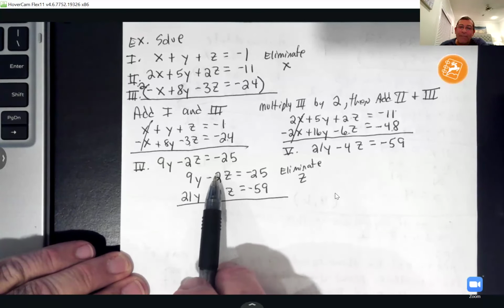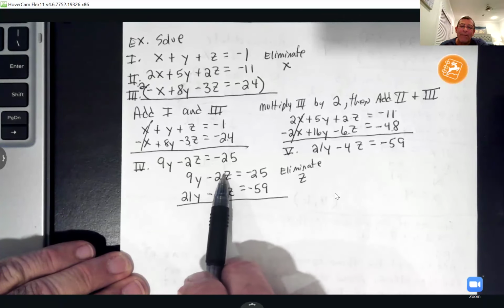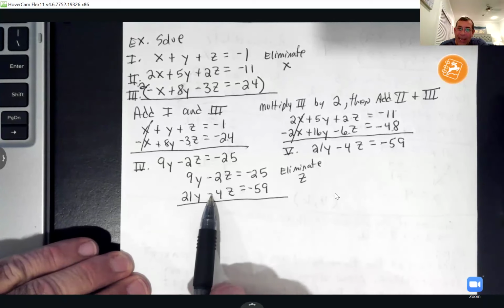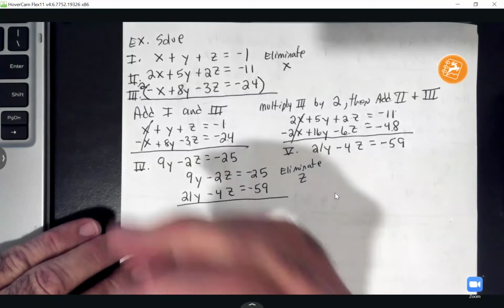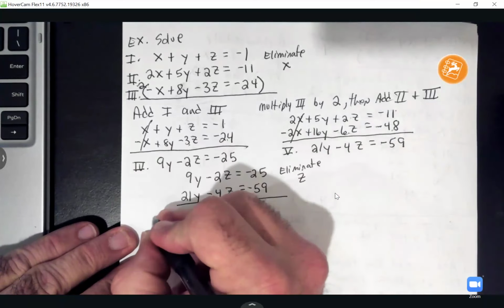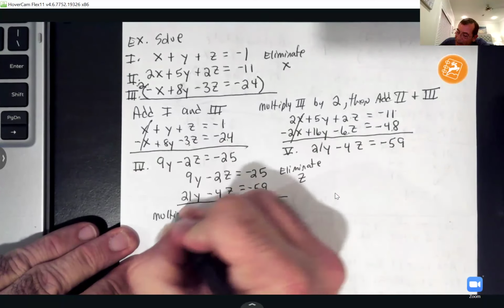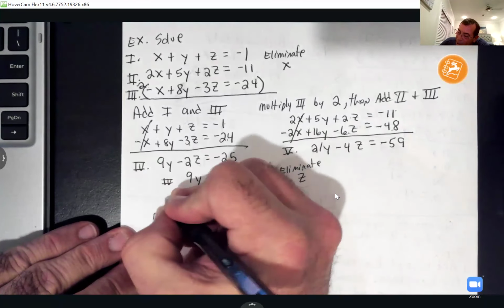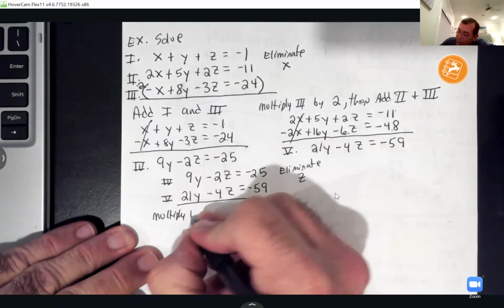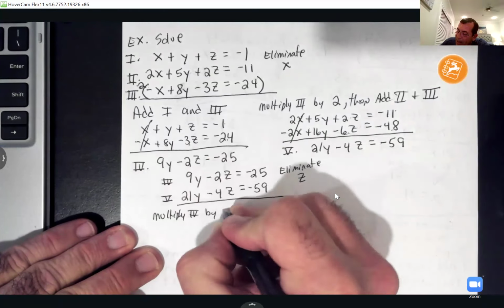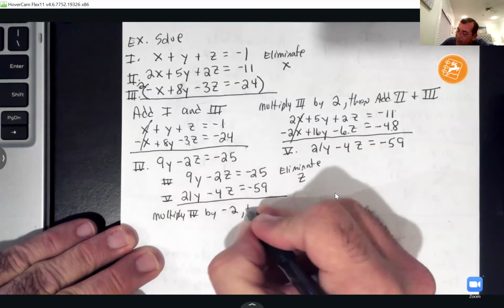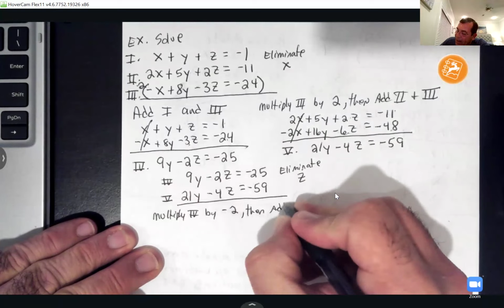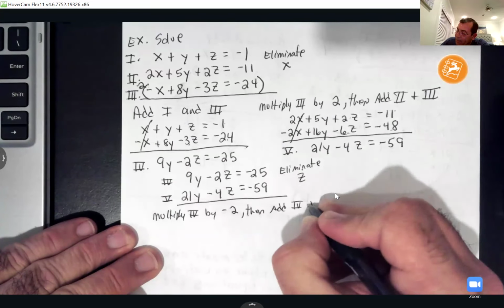I can multiply this equation right here by -2, because -2 times -2 will make that a 4. That'll cancel this -4, okay? So I'm going to multiply. So let me write my number. That's 4, and that was 5. So I'm going to multiply 4 by -2. Then I'm going to add 4 and 5.